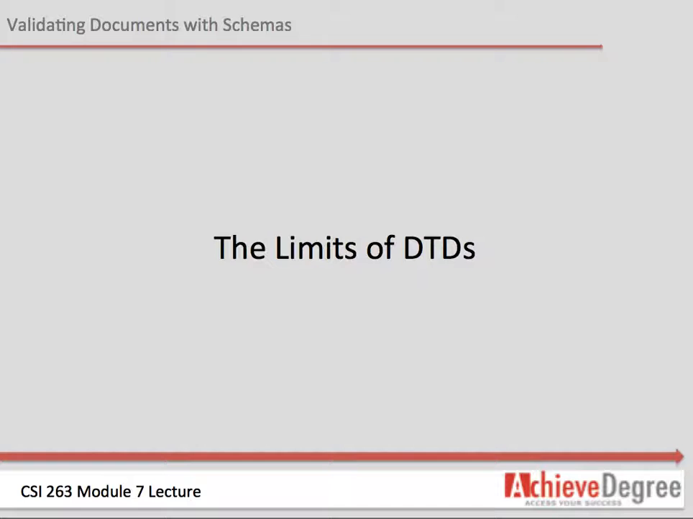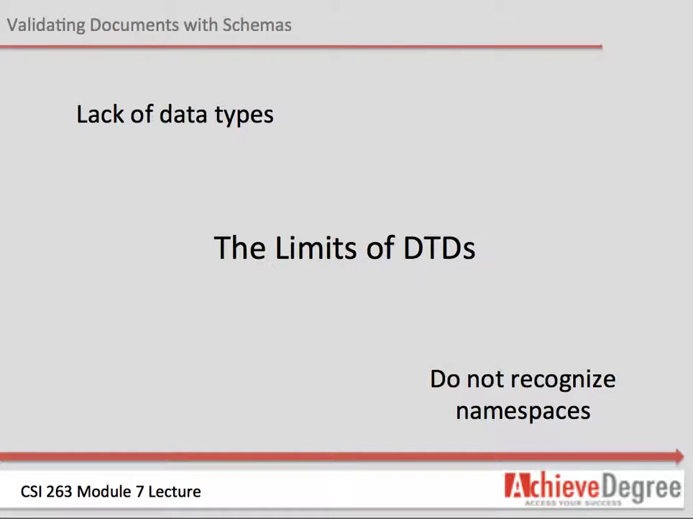The limits of DTDs. DTDs are commonly used for validation. One complaint about DTDs is their lack of data types. DTDs also do not recognize namespaces. DTDs employ a syntax called Extended Backus-Naur Form, EBNF. A schema is an XML document that contains validation rules for an XML vocabulary.